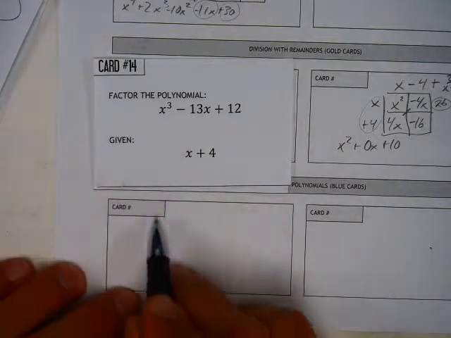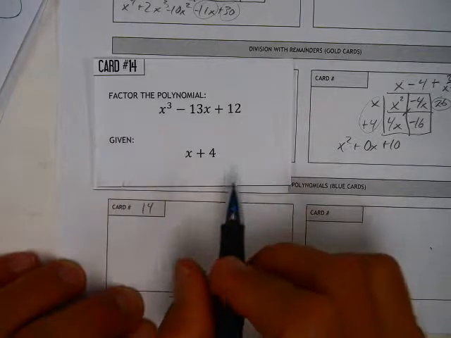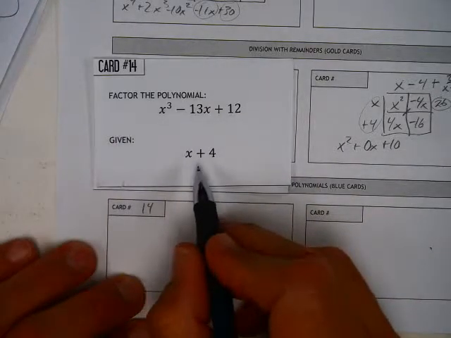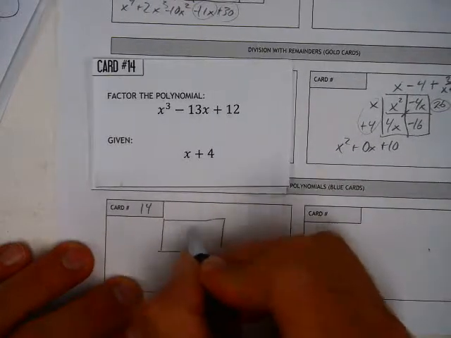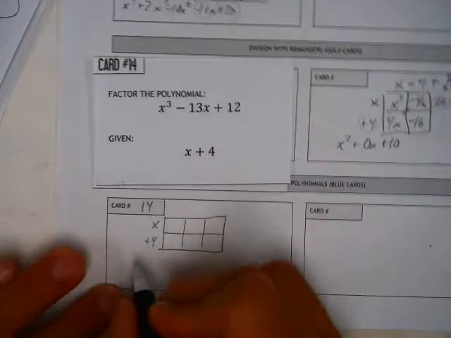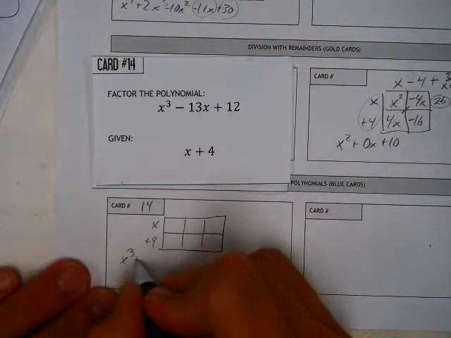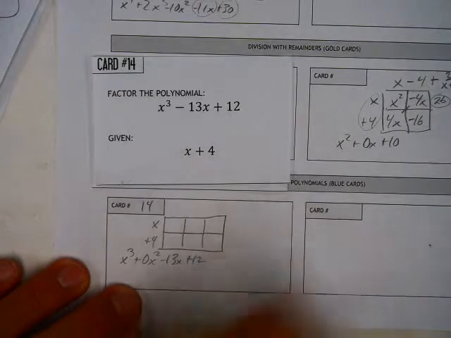Okay, so this is no different. Again, card number 14, we're told to factor. We're given that this is one of the factors, so we're going to start out sort of the same way here. A compartment with 3 spots. I've got an x plus 4 here. I've got an x cubed plus 0x squared minus 13x plus 12.